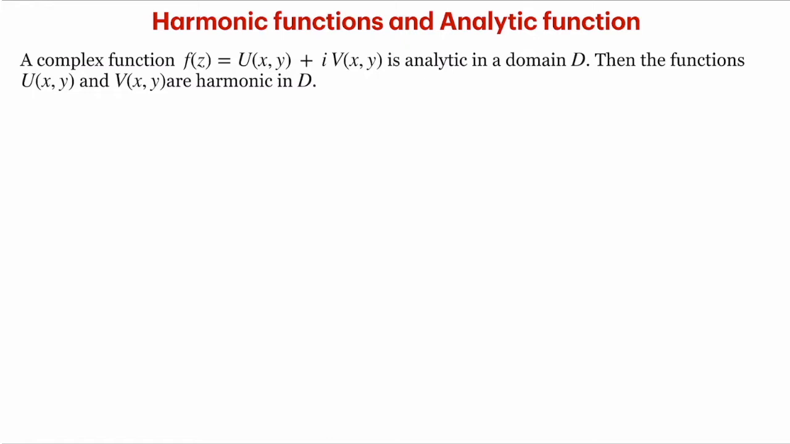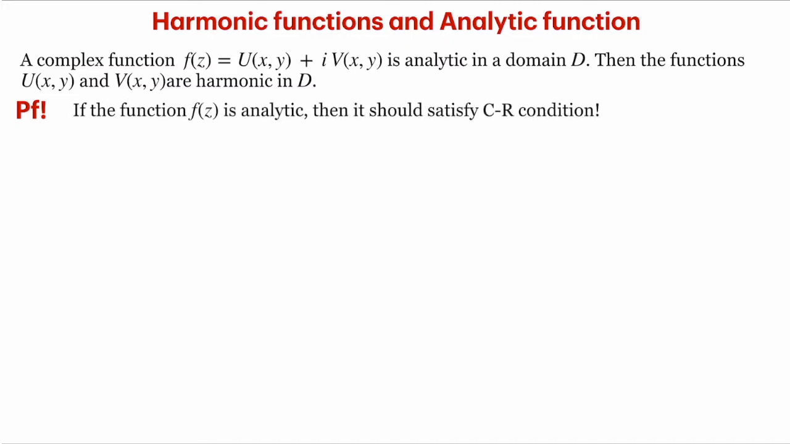So this is an important property, and let's have a look at the proof of how we can do it, if we have the property of differentiability or analyticity. If the function is analytic, then it should satisfy the Cauchy-Riemann condition, that is du by dx must be equal to dv by dy, and we must also have du by dy equal to minus dv by dx.